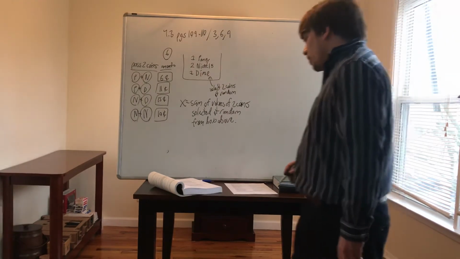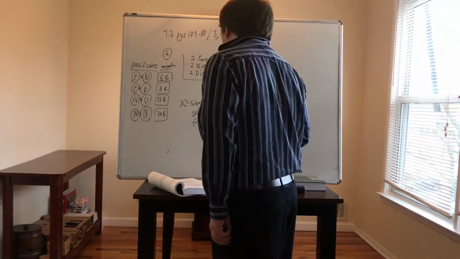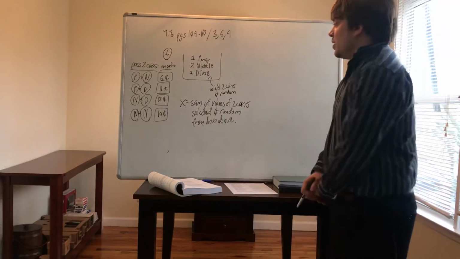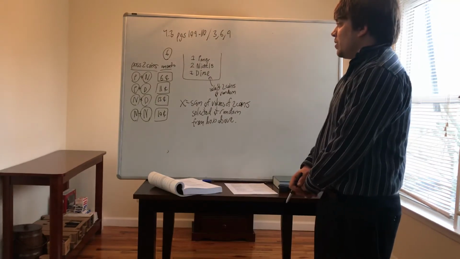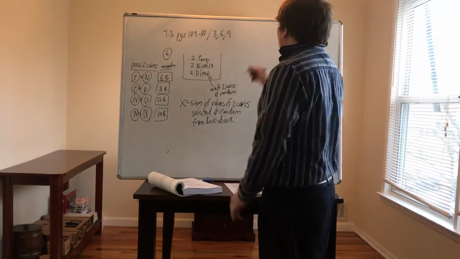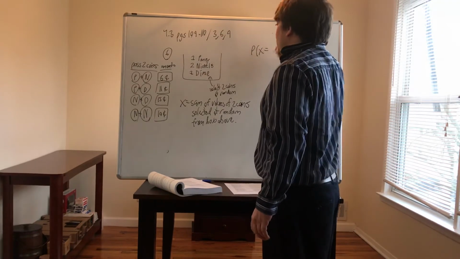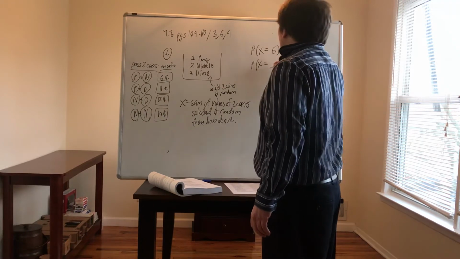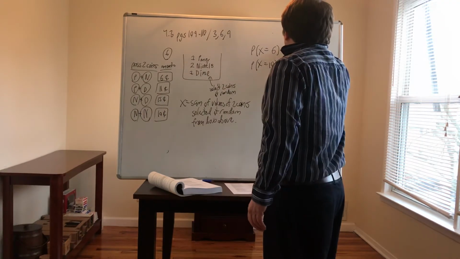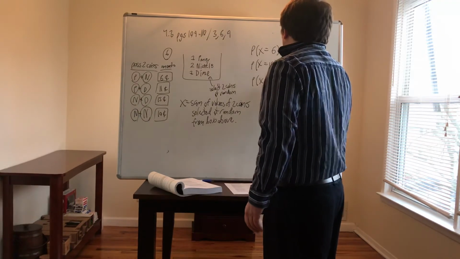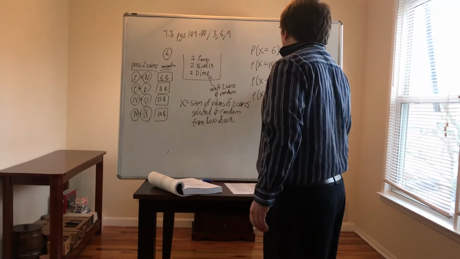So the question, again, for number 6, is what is the probability function of x? Well, then the question is, what is the probability that x is equal to 6? What is the probability that x is equal to 10? What is the probability that x is equal to 11? And what is the probability that x is equal to 15?